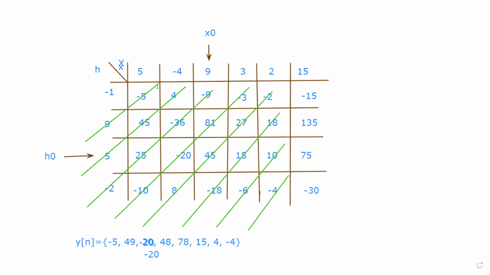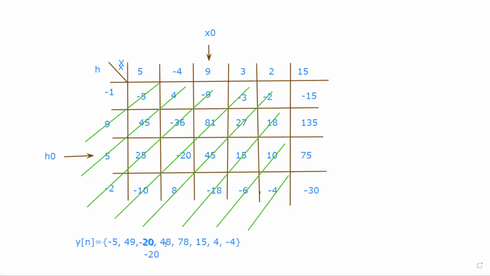We're taking the output here as diagonal, right? So the first term is just -5, just this term alone. The second term, 45 plus 4, 49. So that's that term there. The third term, -9 minus 36 is -45, plus 25 is -20. The next term now, -3 plus 81 is 78, -20, 58, -10, 48.